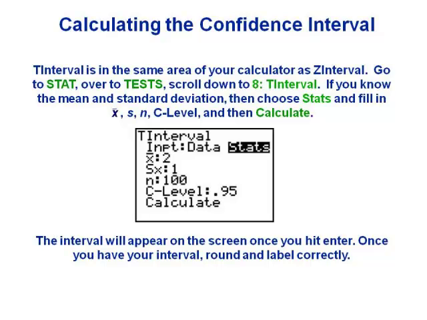T-intervals are in the same place as z-intervals, under stat tests. It'll be the one right under the z-interval. And you also still have the data and the stats option. So everything looks pretty similar except it asks for S, which is the sample standard deviation, instead of sigma, which would have been the population standard deviation. Watch out too, because it asks for S instead of sigma, the mean and the standard deviation are in a different order than they were for z-interval.